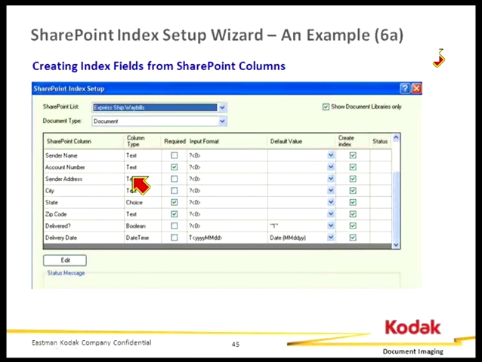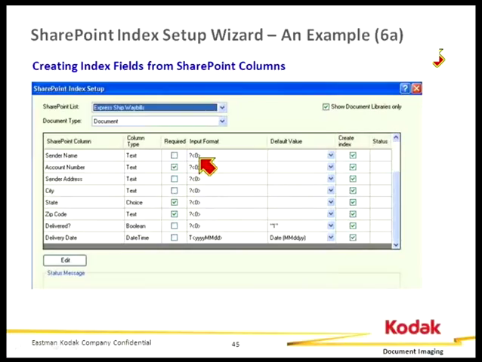So these are the column types that are coming from SharePoint. This is a text column type and a choice column type, and here's a Boolean and a date time. And if the field is required in SharePoint, we will automatically say the field is also required in Capture Pro. This grid is editable. In other words, I can uncheck certain things.